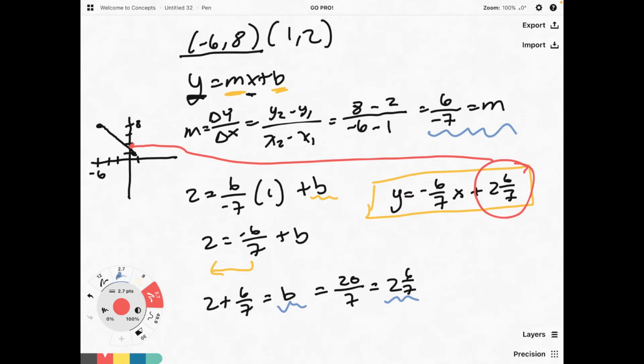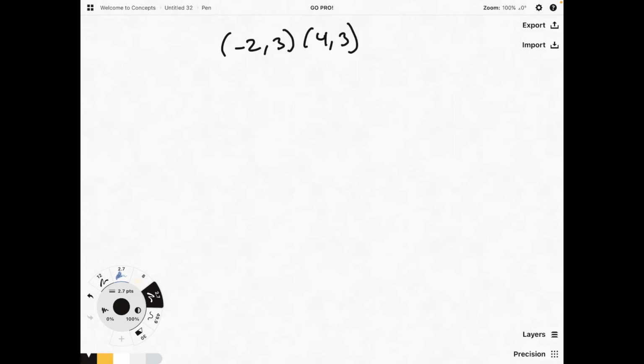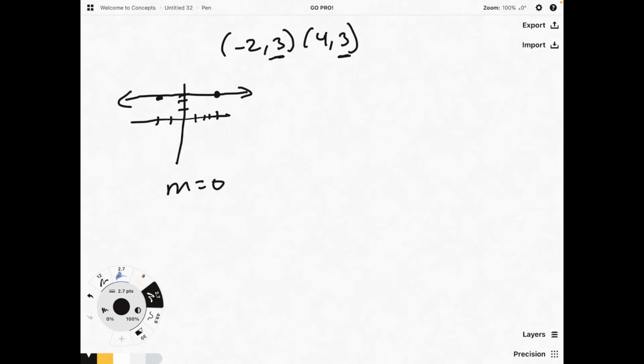Let's look at another example. So say you have the points -2, 3 and 4, 3. Well, we can see here that both the y values are the same, which tells us that this is a horizontal line, because if we go over -2 and up 3, we have it here, and if we go over 4 and up 3, then we're here, and we're on this horizontal line. And we learn that a horizontal line has a slope that is equal to 0.